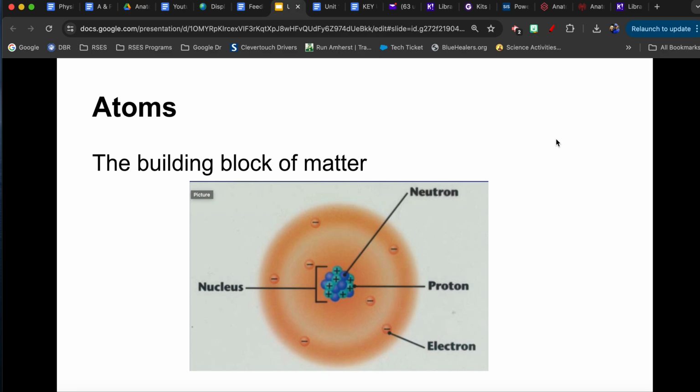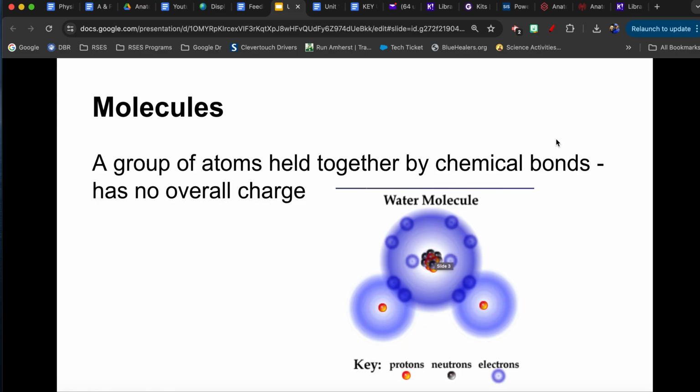So, an atom is simply the building block of matter, meaning it's the smallest unit that still acts like that element. For instance, oxygen. The oxygen you're breathing in right now through the air has tons of oxygen molecules combined, and you're breathing in a bunch. But if you were to separate them down to one single atom, it would still have the same properties as all of the rest of the oxygen that you breathe in.